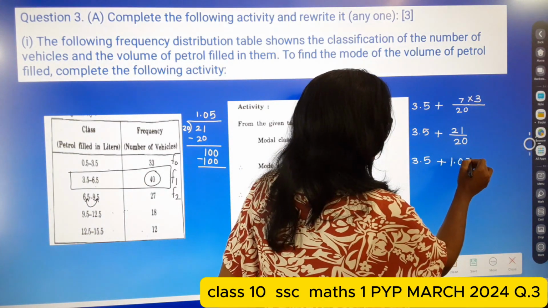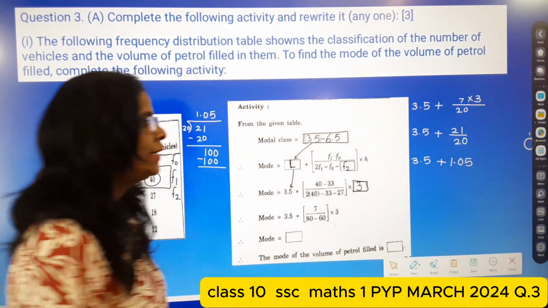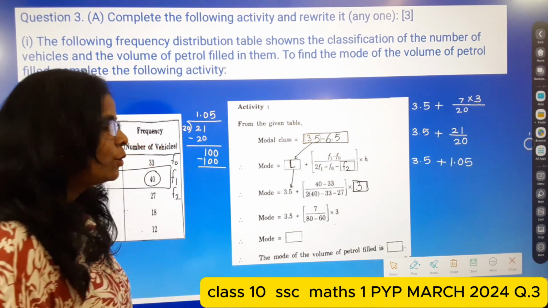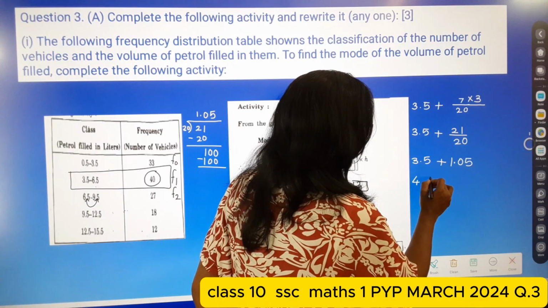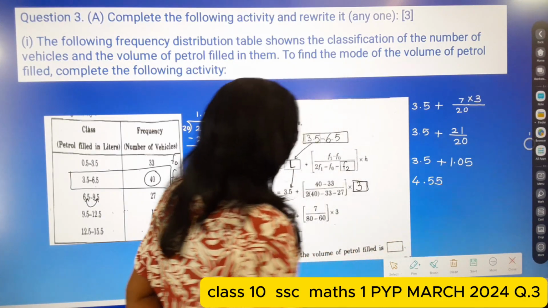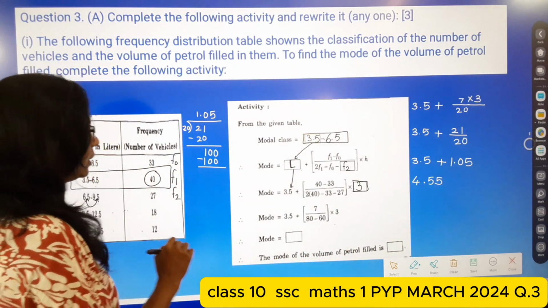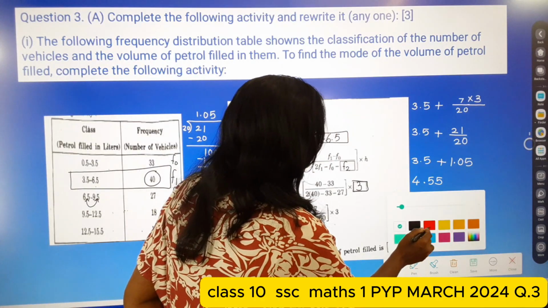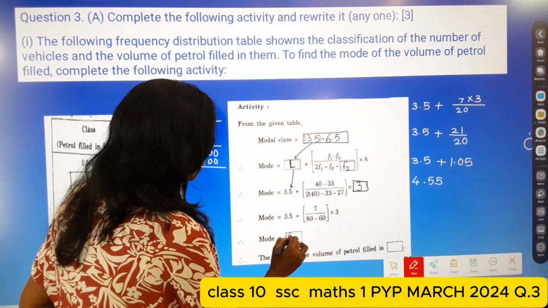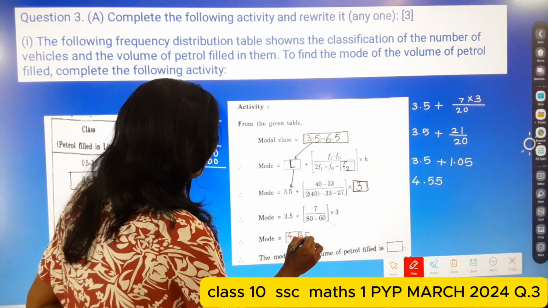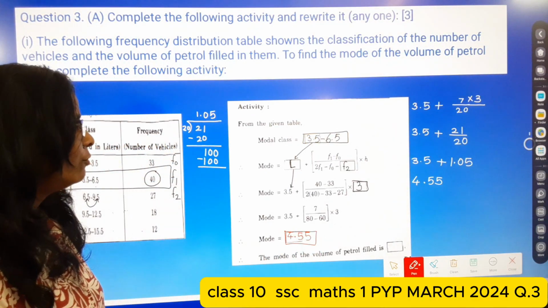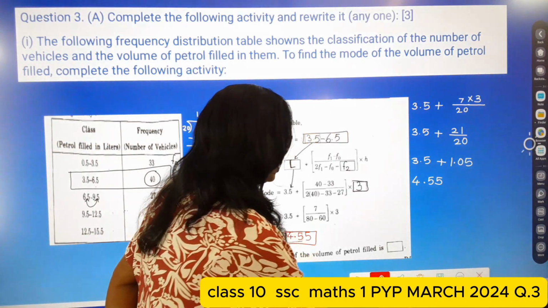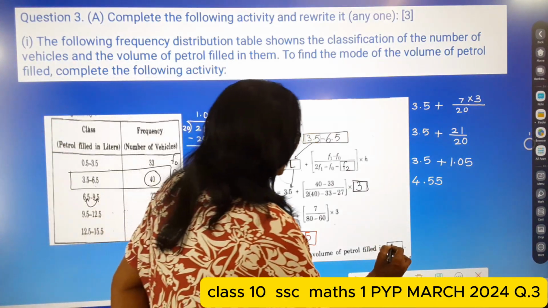This answer is 1.05. So now adding 3.5 to 1.05, the answer will be 4.55. Okay students, so our answer is 4.55. Mode is equal to 4.55. That is the mode of the volume of petrol, 4.55.